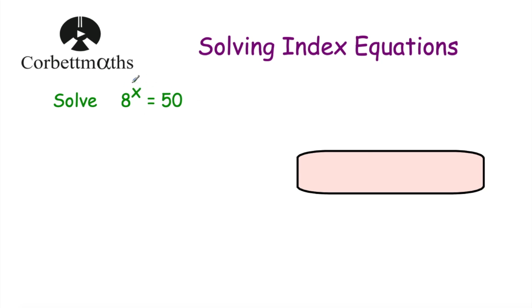Now, using our knowledge of powers, we know 8 to the power of 1 is equal to 8, and we know that 8 squared is equal to 64. So our answer is going to be in between 1 and 2, but we need to solve this and figure out what the power will be. So we can use our knowledge of logarithms to help us.